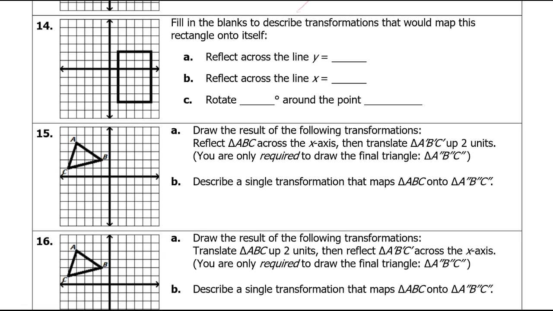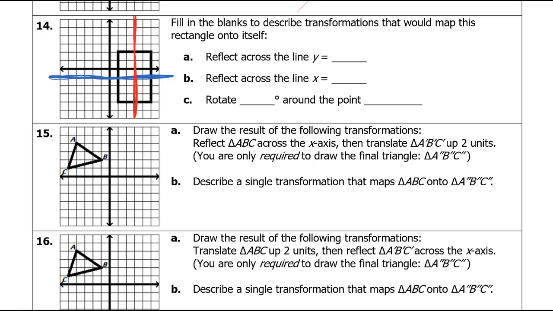14 is basically the same idea, just asking us to describe how to get it to line up with itself or map onto itself. So, a reflection across the line y equals something. Well, let's just look at the reflections that work. I see symmetry here for this rectangle along this line, and I see symmetry along that line. So we just need to decide which of those matches which of these equations.